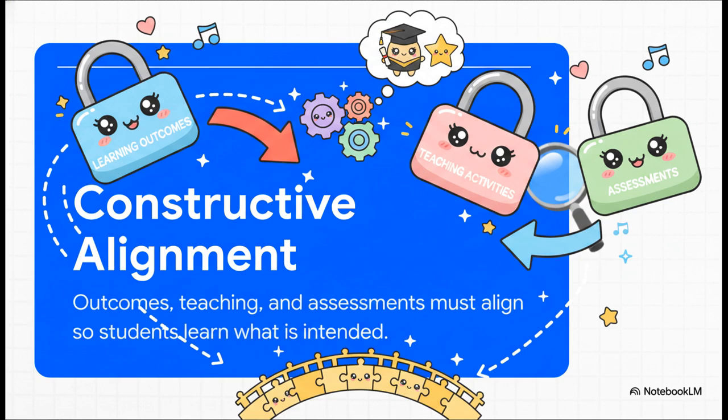First up, we have constructive alignment. The idea here is that learning outcomes, teaching activities, and assessments have to be perfectly aligned. Think of it like a 3-part combination lock. The goal you set, the activity you do in class, and that final test must all fit together flawlessly. If you teach one thing but test another, the structural integrity of your curriculum just fails.